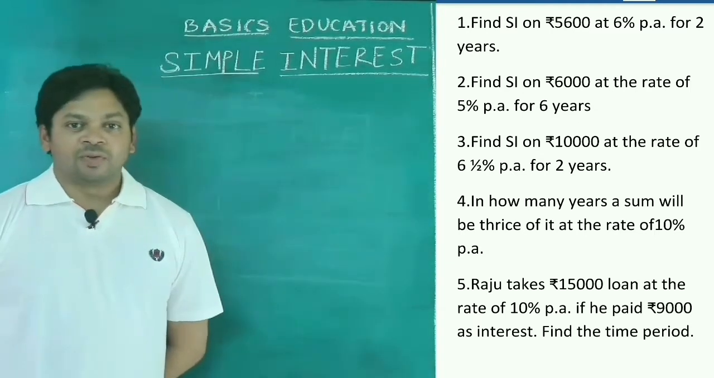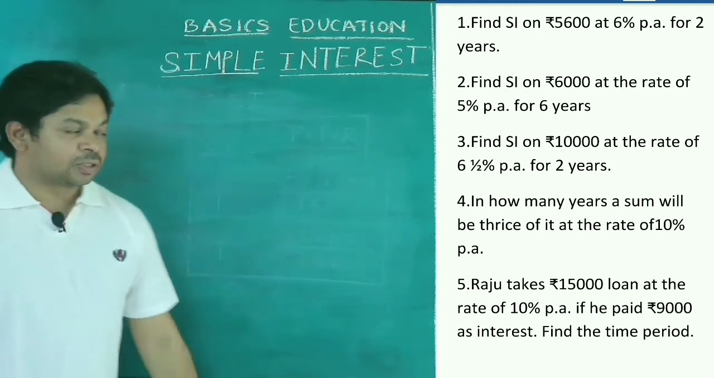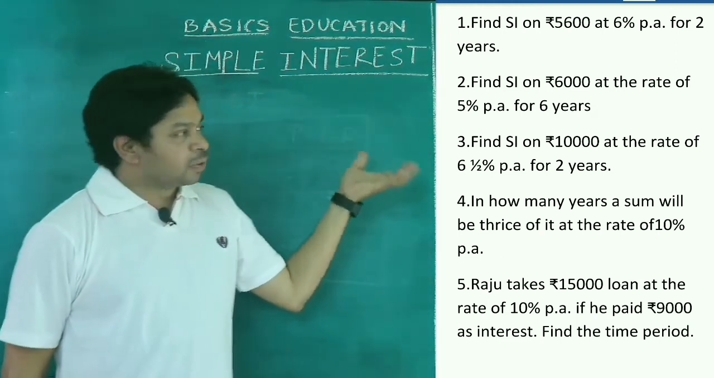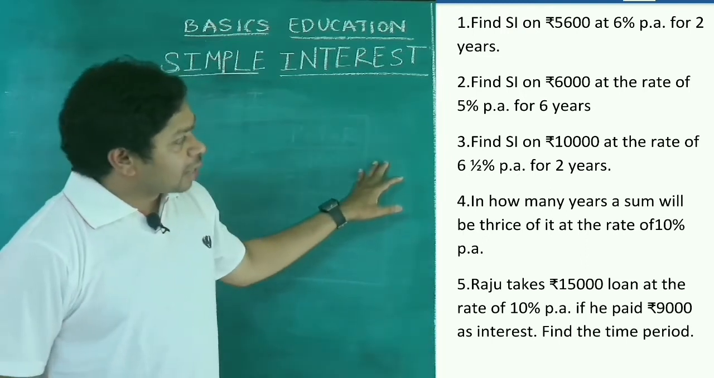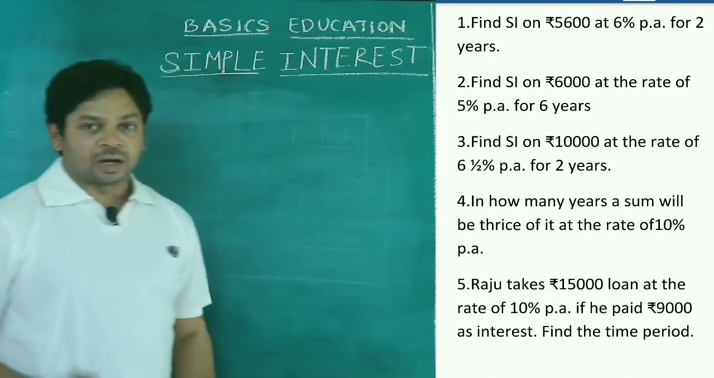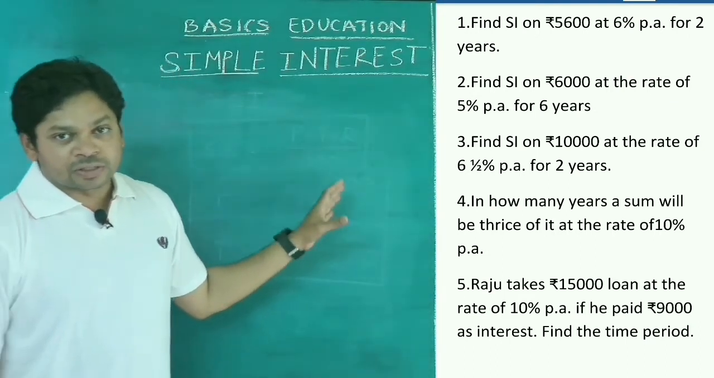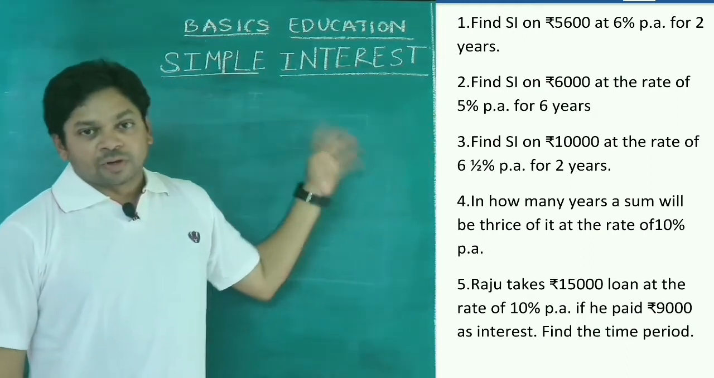Now we have to do the problems on simple interest. First, find the simple interest on 5,600 rupees at 6% per annum for 2 years. Let me tell you the question again: find the simple interest on 5,600 rupees at 6% per annum for 2 years.